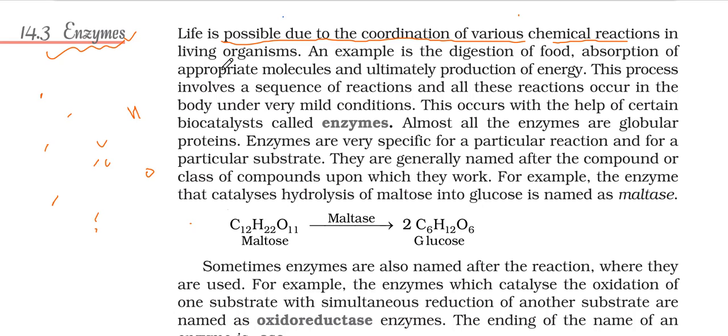Now, in living organisms, these chemical reactions take place in the digestion system, liver, brain, and so many places. An example is digestion of food. Digestion is happening, which means a chemical reaction is there. Then absorption of appropriate molecules and ultimately production of energy.